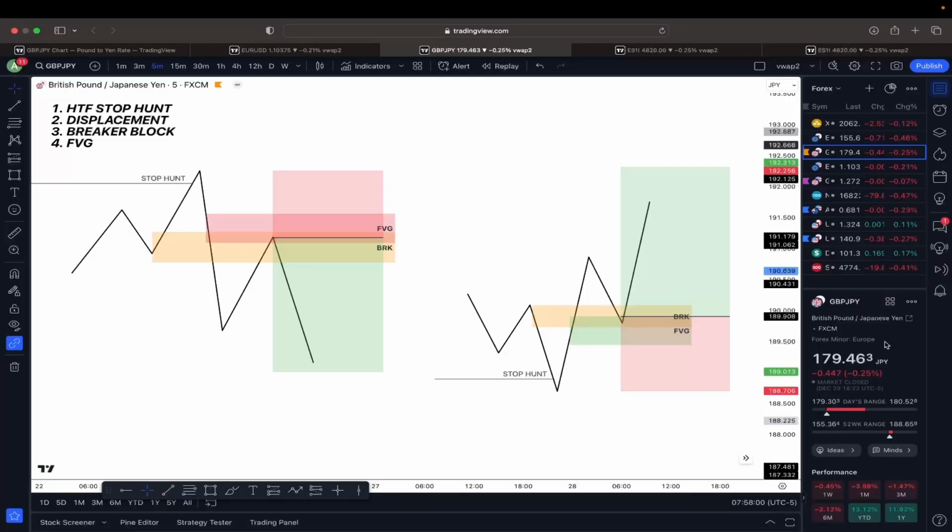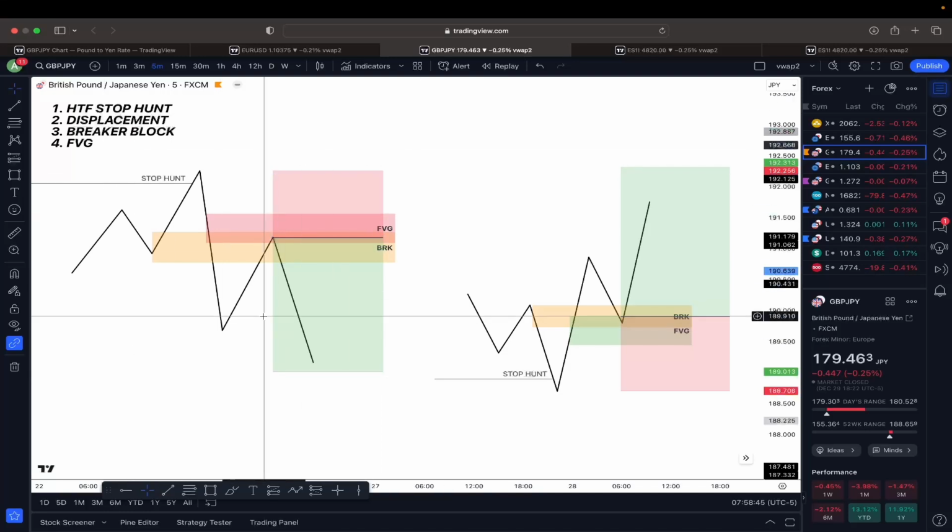There are 4 simple steps when using this model. First off, we want there to be a high time frame stop hunt, as we have lots of liquidity resting above and below these levels. After that, we need to see there be displacement, and from this displacement we want there to be a breaker block and a fair value gap aligning or overlapping. So we want the fair value gap to either be inside the breaker block, or we want the fair value gap and the breaker block to overlap with each other.